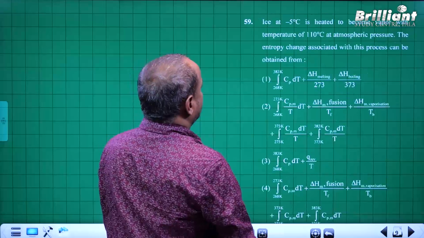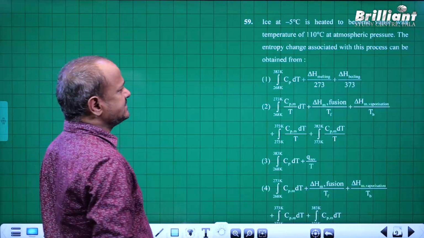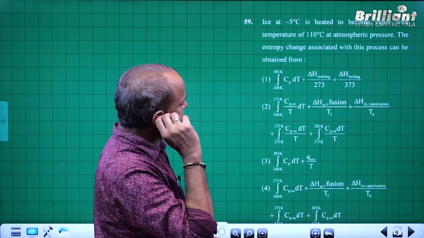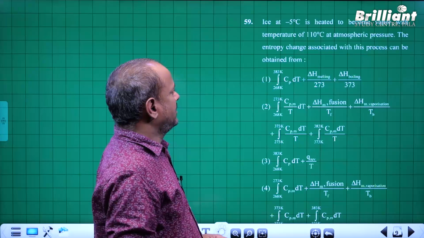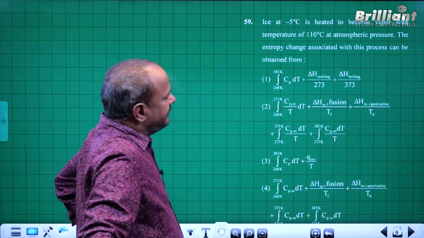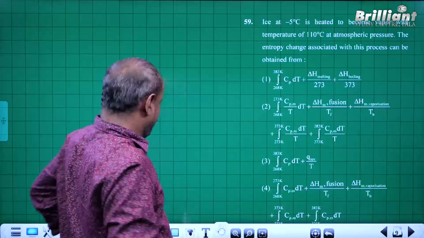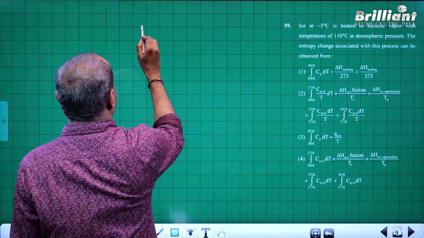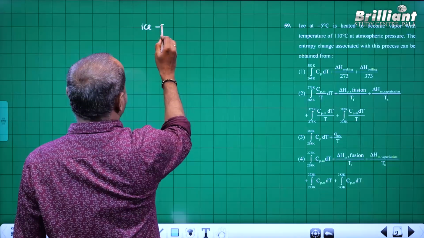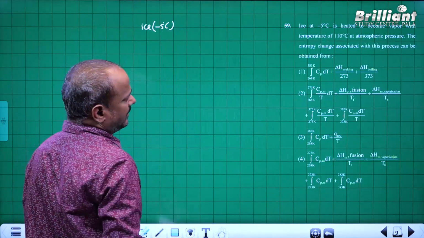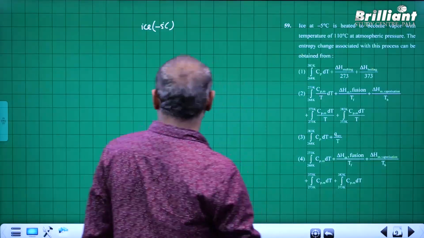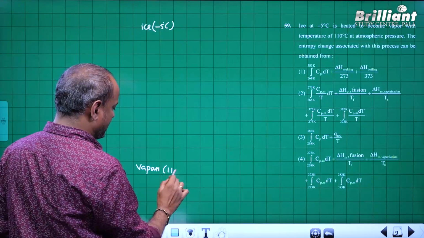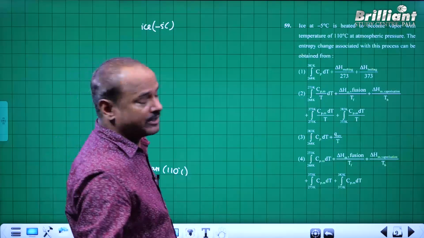Next one. Ice at minus 5 degrees Celsius is heated to become vapor with a temperature of 110 Celsius at atmospheric pressure. The entropy change associated with this process can be obtained from... So this is a phase change type of reaction. Ice at minus 5 degrees Celsius, converting finally to vapor at 110 degrees Celsius, more than the boiling point.